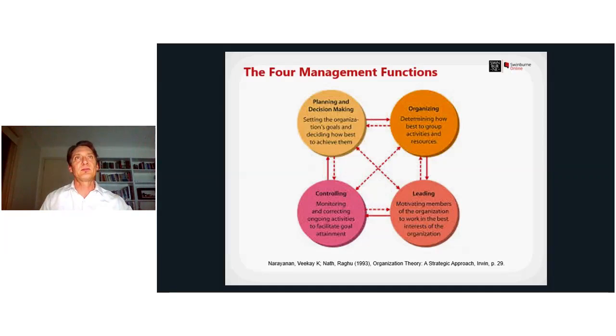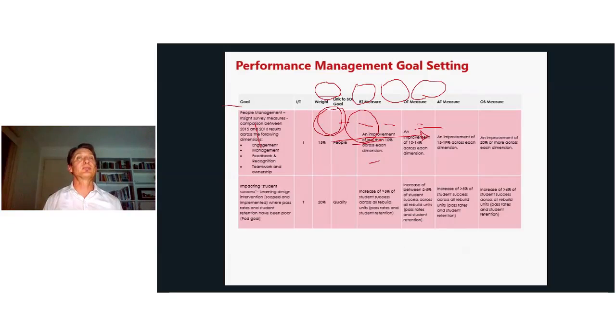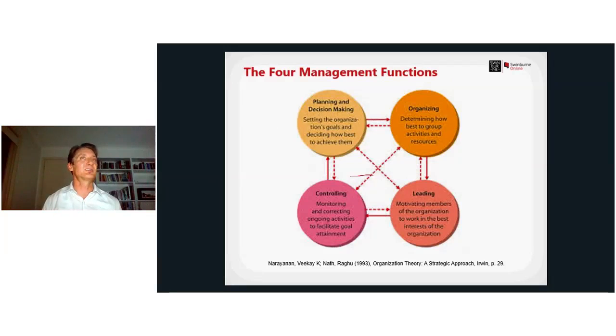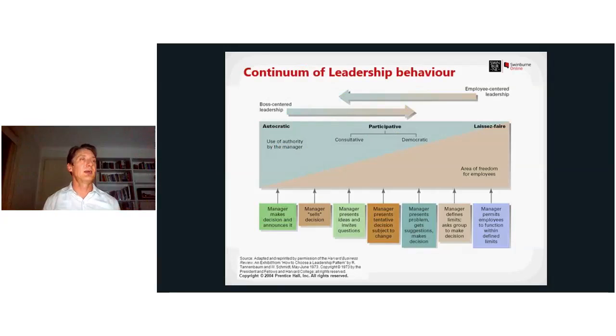The key focus here is just the 4 functions and the sort of activities that you would take as a manager. So planning and decision making is really about setting organisational goals. Organising is about working out the best way to get the work done, really. The activities and resources associated with that, monitoring and controlling, of course, and facilitating goal attainment, and then the motivation piece here. How do you motivate your employees so that they want to come to work and they want to achieve?